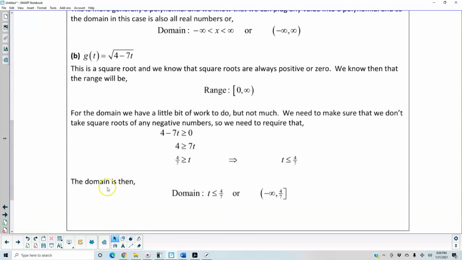So the domain is then the following. The domain is t less than or equal to 4 over 7, or (negative infinity, 4/7] with the bracket because we need to include that value because of the equal sign.